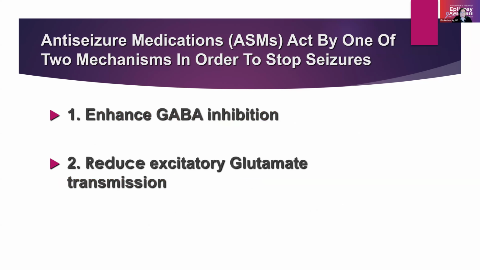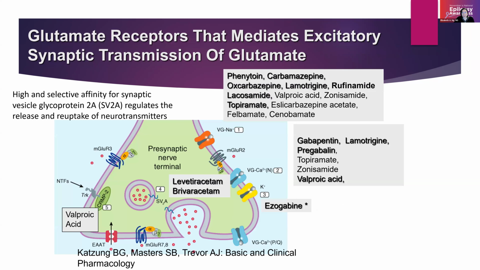So anti-seizure medications act by one of two mechanisms in order to stop seizures, either enhancing GABA inhibition or reducing the excitatory glutamate transmission. So you see in this cartoon, these are the glutamate receptors that mediate excitatory synaptic transmission of glutamate, namely the voltage-gated sodium receptors, the voltage-gated calcium receptors, the potassium receptors, and also the synaptic vesicle glycoprotein 2A, that regulates the release and reuptake of the neurotransmitter glutamate.